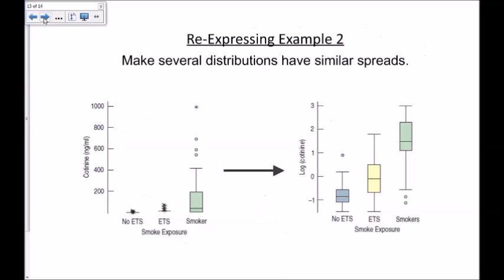The second example is about the cotinine levels for three different subgroups who had different kinds of smoke exposure. One of our goals of re-expressing data is to make several distributions have similar spreads. And that is what happened. It was much easier to compare the different subgroups when looking at the re-expressed data than the original data.